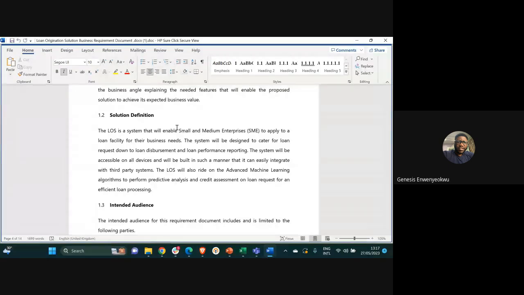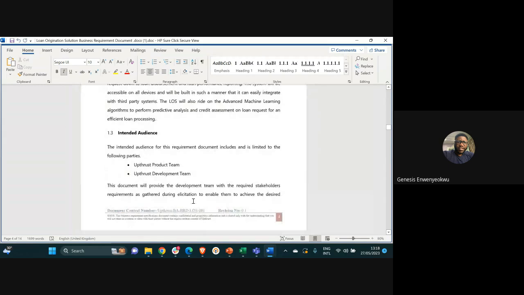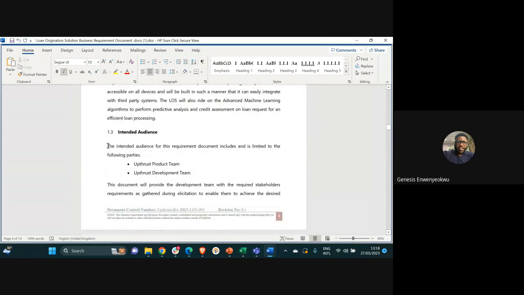The solution will be accessible on all devices and will be built in such a manner that it is easily integrated with third-party systems. The LOS, which is the loan origination solution, will also ride on an advanced machine learning algorithm to perform predictive analysis and credit management on loan requests for an efficient loan processing, right? Then we have the intended audience. That is for these documents, which audience are you sending these documents to? It's going to be the development team and also the client or the product team.